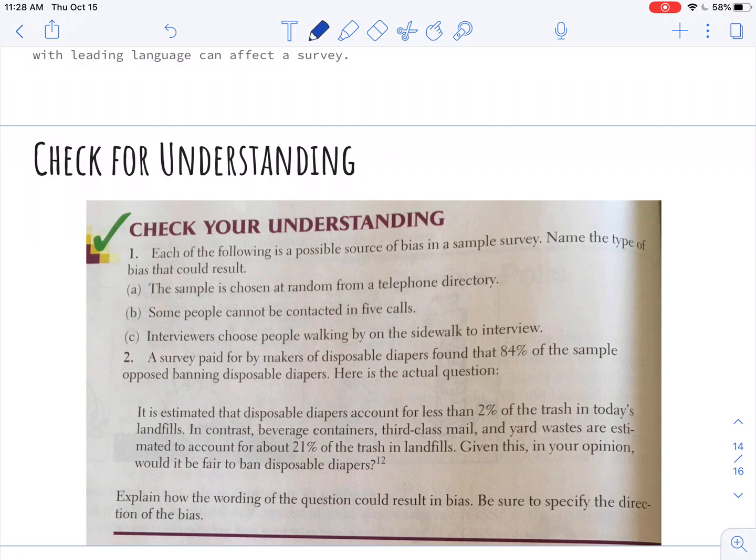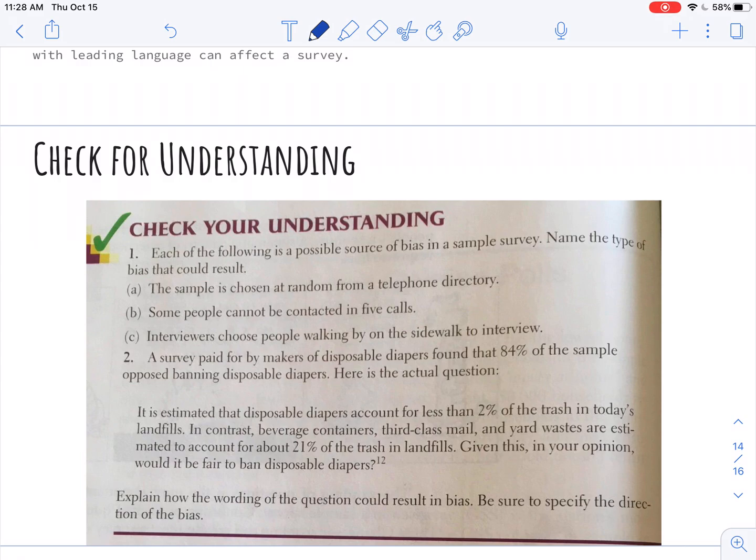Some people cannot be contacted in 5 calls. This is non-response. Interviewers choose people by walking on the sidewalk to interview. This is a convenience sample. They're just picking people up off the street. And that bias is going to just be from people who tend to walk. You might not get people who drive cars, people who ride bikes, people who run, etc.